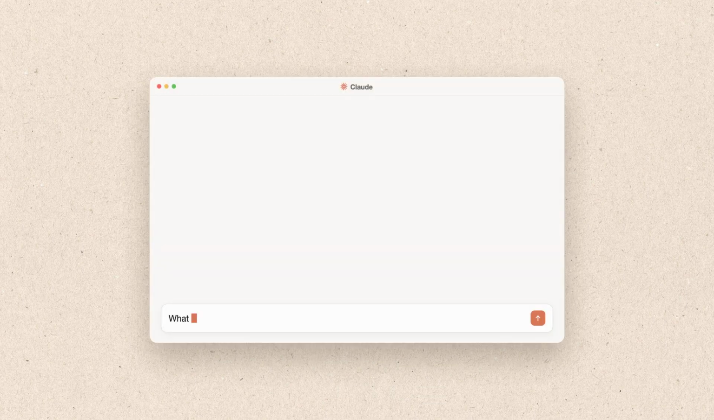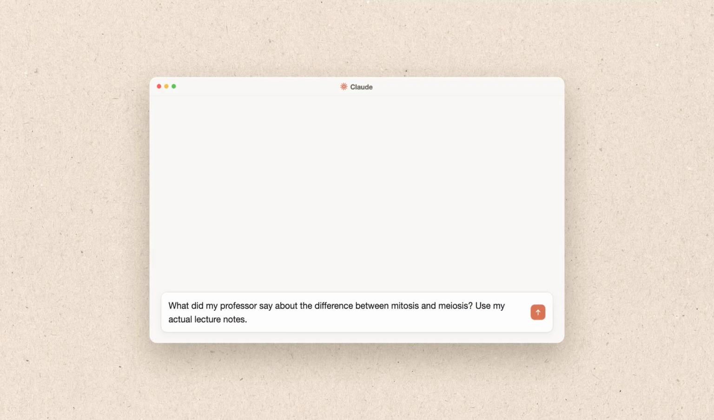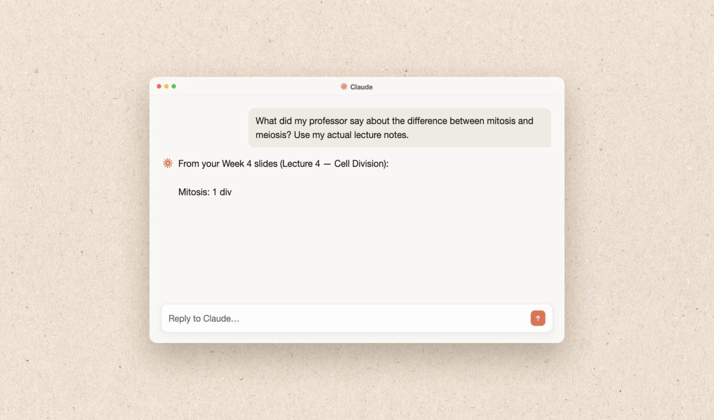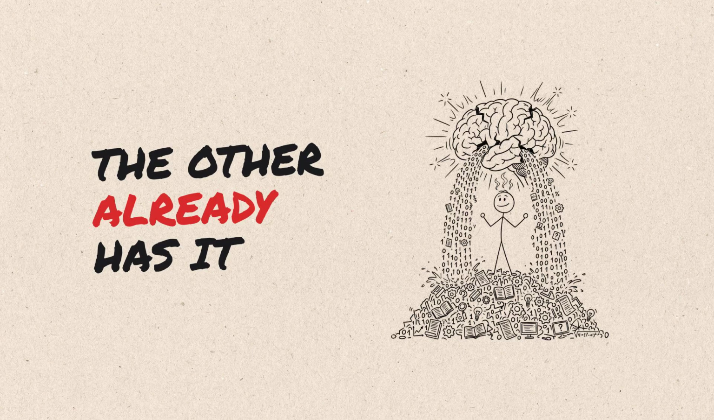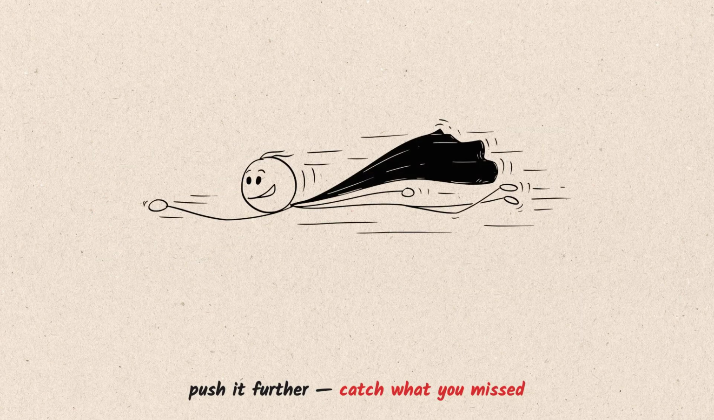Claude answers using your actual slides, not a generic textbook definition. It's not guessing what your class covers, it's reading what your class covers. That's the difference between a chatbot and a second brain. One waits for context, the other already has it. Now push it further, because a second brain should do more than answer questions.